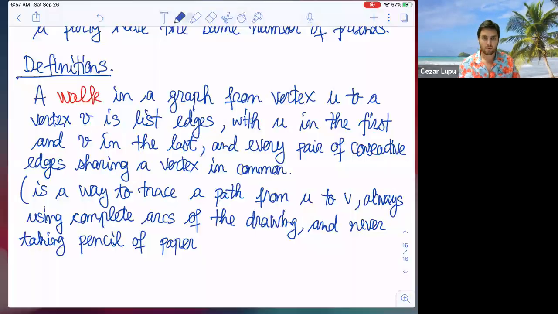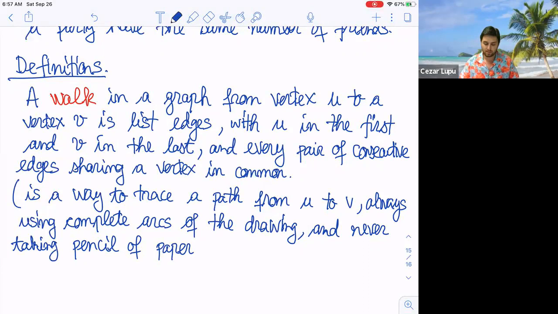All right, so we were talking about this definition of a walk. A walk in a graph from vertex U to a vertex V is a list of edges with U in the first and V in the last, and every pair of consecutive edges sharing a vertex in common. Basically, it's a way to trace a path from U to V, always using complete arcs of the drawing and never taking the pencil off the paper.